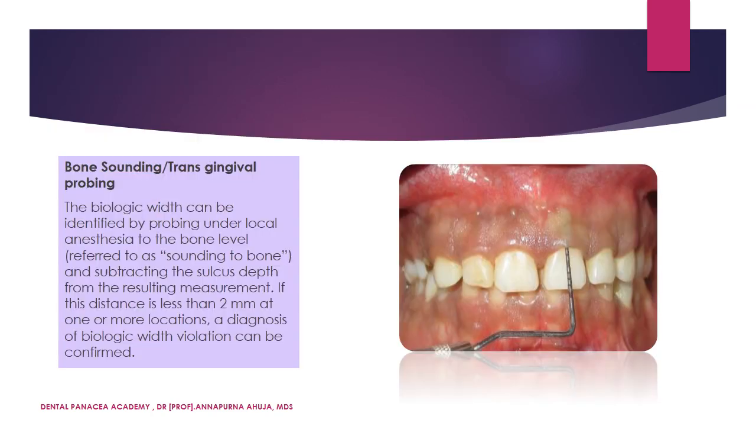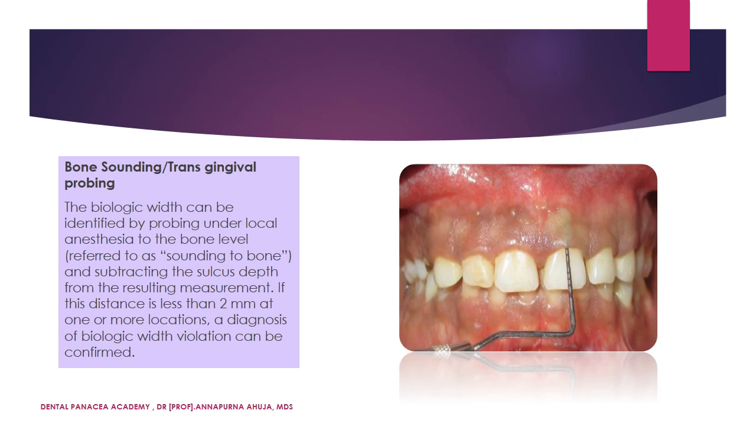Next is bone sounding. It is also called transgingival probing. The biological width can also be identified by probing under local anesthesia. What we have to do is first inject the local anesthesia to the patient, then put a probe into the gingival sulcus and punch through the gingival crevice, that is the sulcus, to reach the bone. That is called bone sounding or transgingival probing.